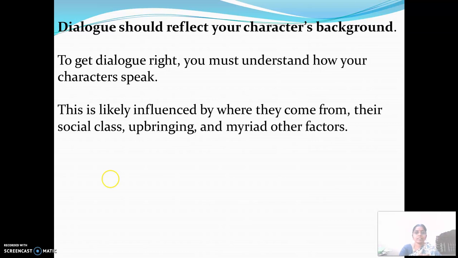This is likely influenced by where they come from, their social class, upbringing, and myriad other factors. So you have to consider so many things while you're writing a dialogue. For example, if they are a foreigner and don't know Tamil, then fully English dialogues. If they are a Tamilian, there are different slangs. That you have to consider. Children, we will discuss this in the next session also. Time is going to be over. Thank you, dear.